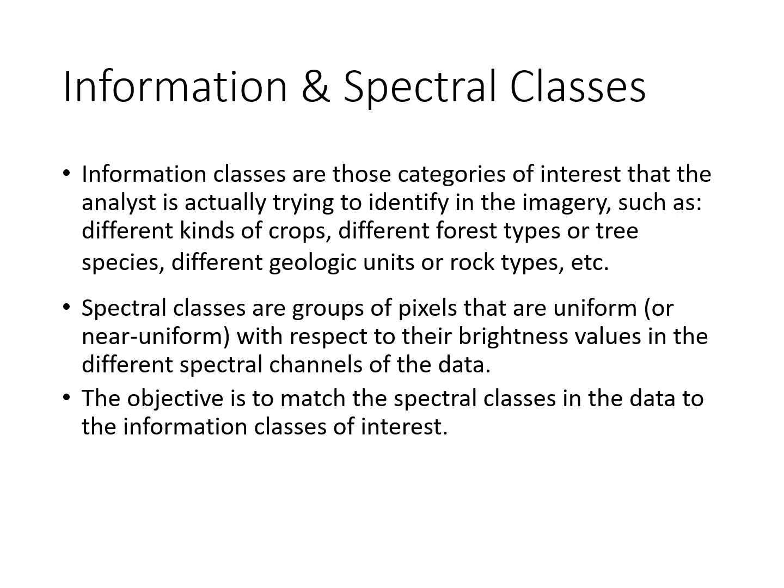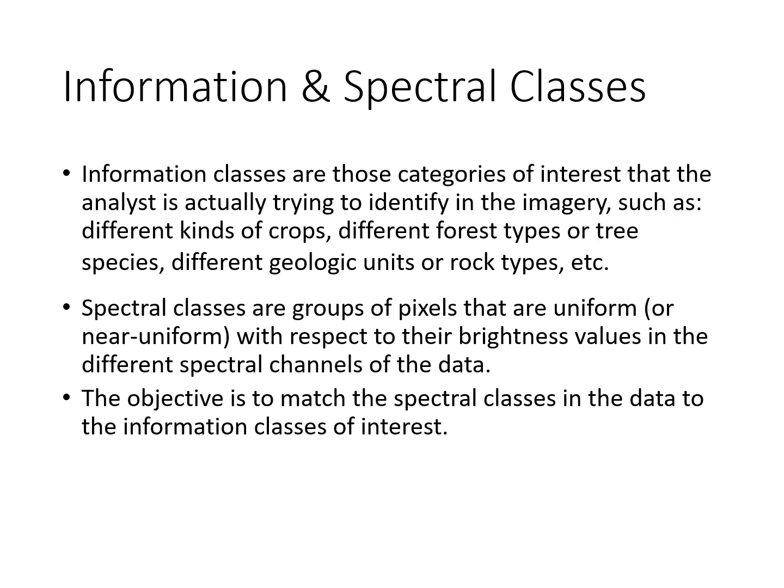Spectral classes are just groups of pixels that are uniform or near uniform with respect to their brightness values in the different spectral channels of the data. So if you looked around an image, you might see that all forests on south-facing slopes are very similar in appearance. And therefore, if you plotted out spectral values within, say, that band 3, band 4 graph or space that we were just looking at, all those pixels would fall within a relatively small area. And so that would be a spectral class, okay?